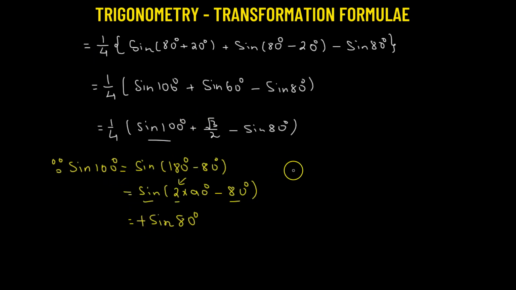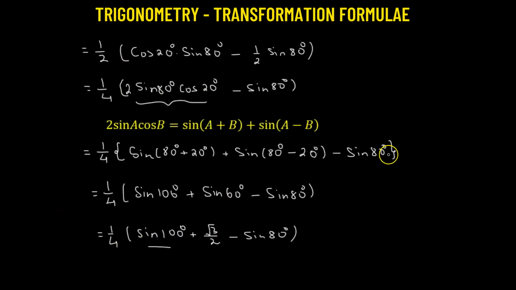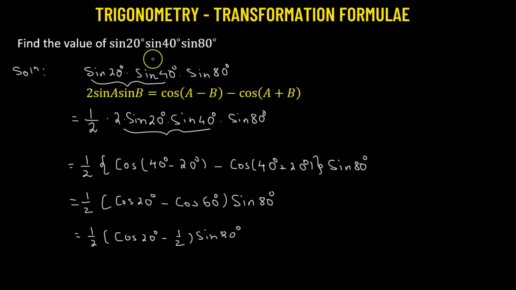So let's use this value. Now we're going to get 1/4 times sine 100 degrees, and we're going to replace it with sine 80 degrees. We have sine 80 degrees plus square root of 3/2 minus sine 80 degrees. Sine 80 degrees minus sine 80 degrees cancels out, and that leaves us with square root of 3/8. So this is going to be the value. Hence, we have successfully obtained the value of the given trigonometric expression. That comes out to be square root of 3/8.